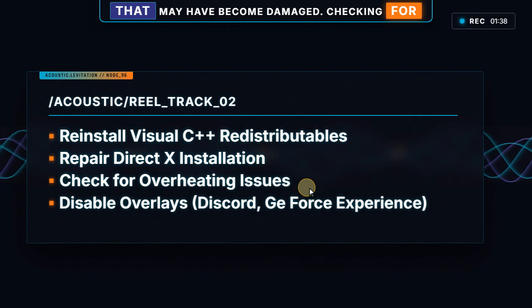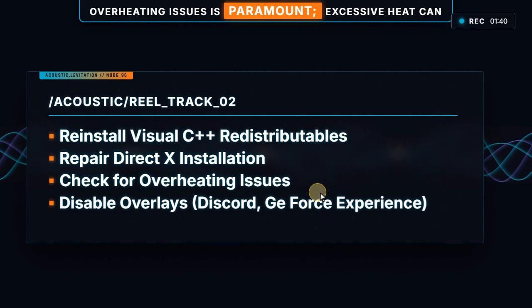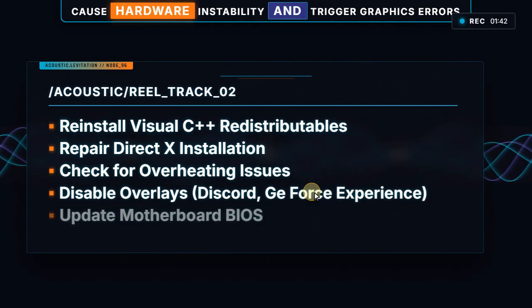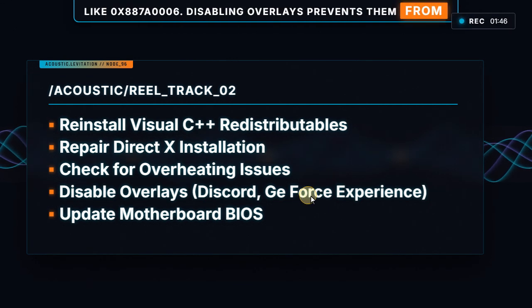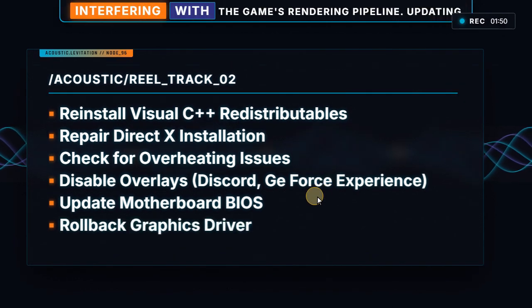Checking for overheating issues is paramount. Excessive heat can cause hardware instability and trigger graphics errors like 0x887A0006. Disabling overlays prevents them from interfering with the game's rendering pipeline.